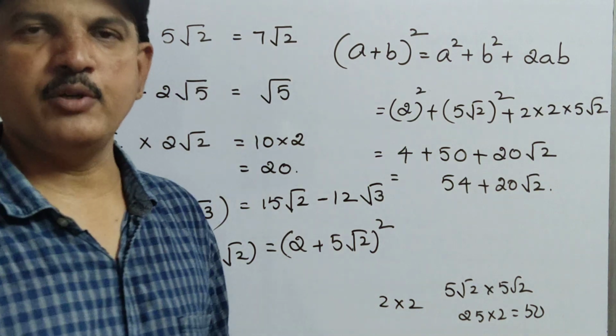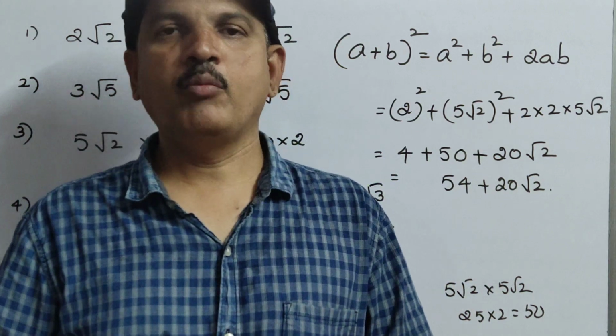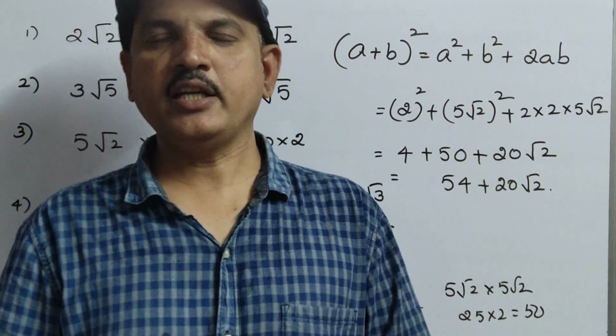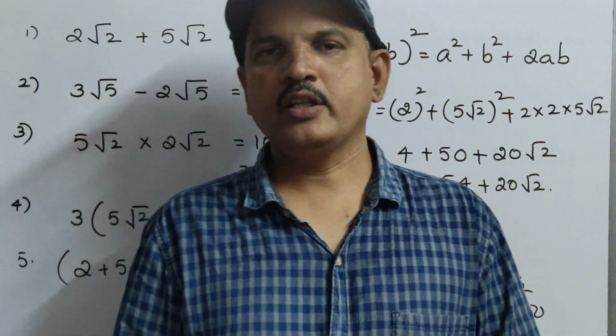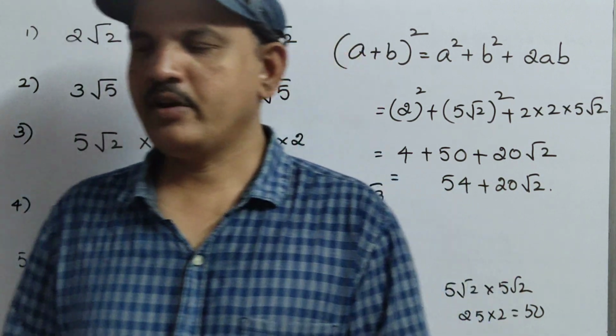Okay, these are all the models I have given. Similarly, you can use a minus b whole square, a plus b into a minus b, and even those not in the formulas, how to do algebraic multiplication, everything comes here. So in the next class, we are going to learn all those models. Okay, have a nice day, children.